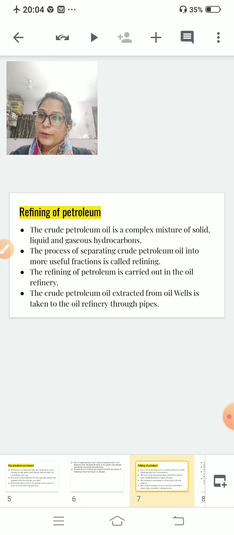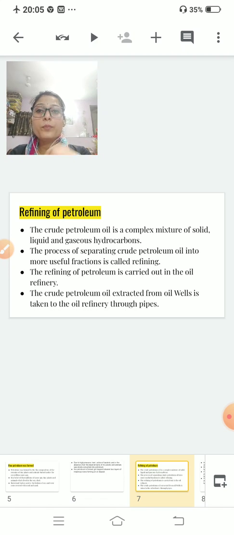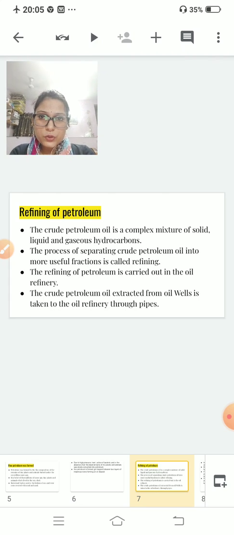The refining of petroleum is carried out in the oil refinery. The crude petroleum oil extracted from oil wells is taken to the oil refinery through pipes. So, what do you mean by refining of petroleum? Refining of petroleum means purification of petrol. So, how will you purify?